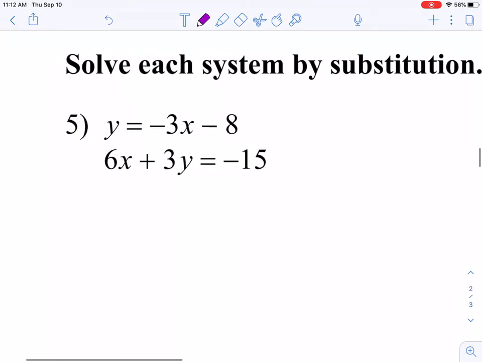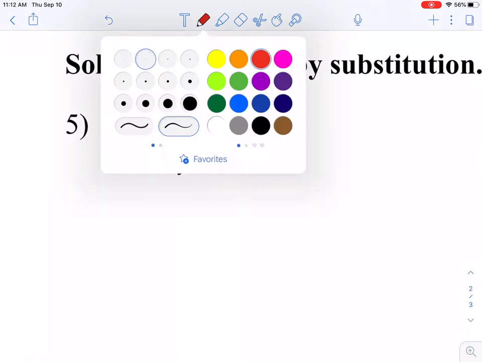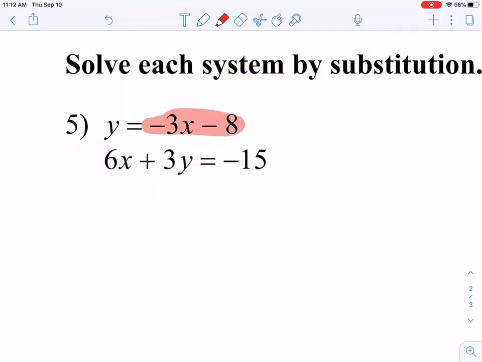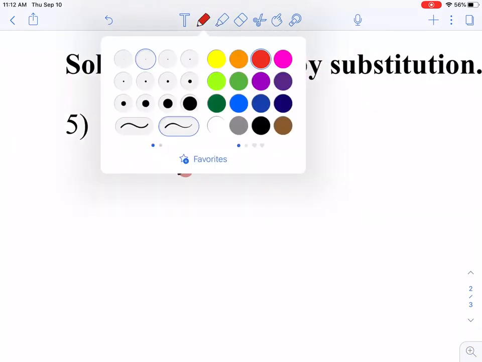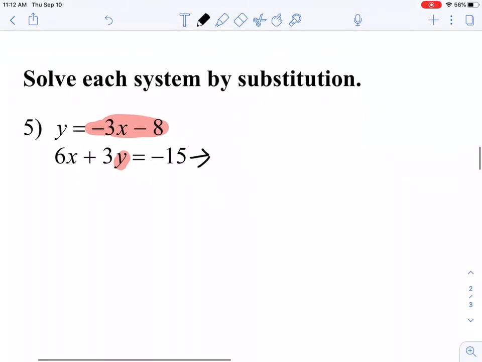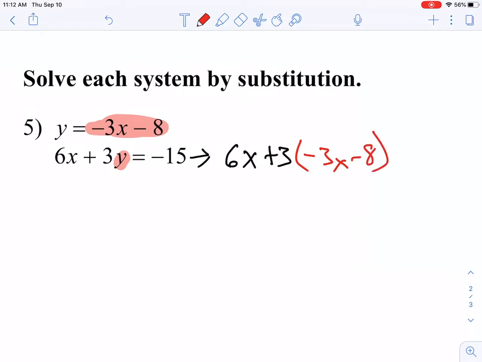Okay, solving by substitution. We're going to take our y value and substitute it into the other equation. So 6x plus 3, and then instead of y, I'm replacing it with negative 3x minus 8, which I have in red. And then I'm writing the rest of my equation in black, equals negative 15.